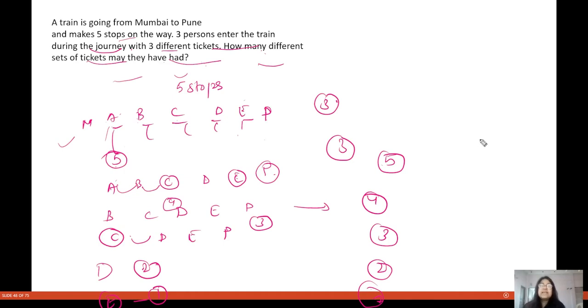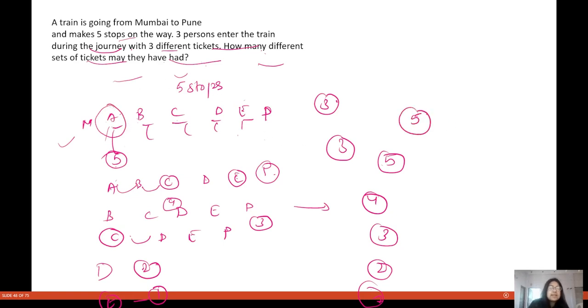Okay, now see, we cannot multiply in this. Why? Because these events are mutually exclusive. If any person is entering from this A, then another person will enter from B, C, D, or E only. So this can have only 5 tickets.